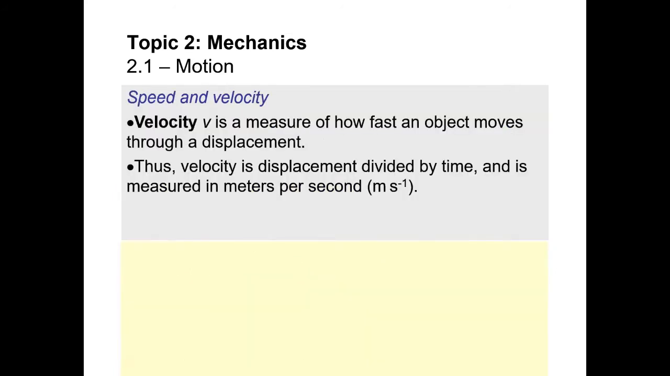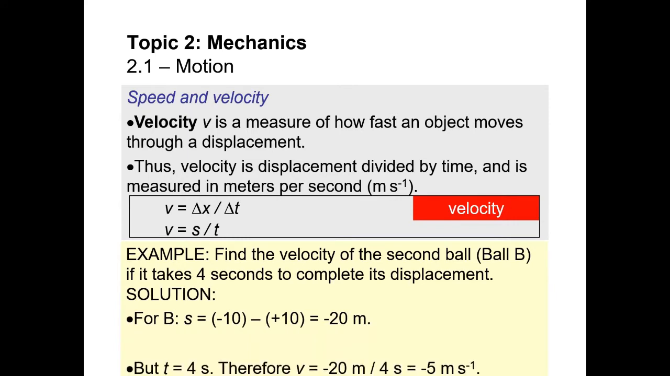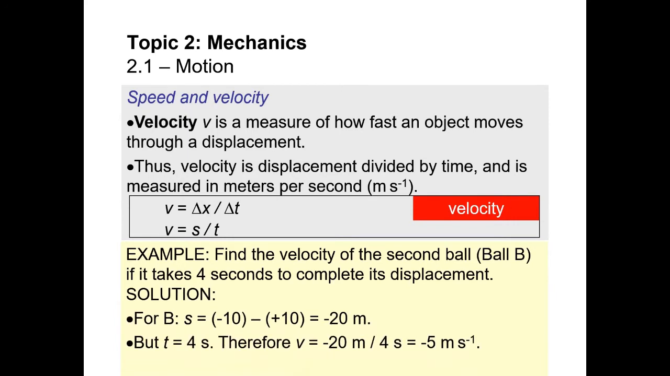Velocity is a measure of how fast an object moves through a displacement. Therefore, velocity is displacement divided by time and is measured in meters per second. So the formula is displacement over time. Find the velocity of the second ball if it takes 4 seconds to complete its displacement. For B, displacement is minus 20 meters, but time is 4 seconds. Therefore, velocity equals displacement over time. Displacement is minus 20 meters, and time is 4 seconds. That gives us minus 5 meters per second. Note that velocity inherits its direction from displacement.